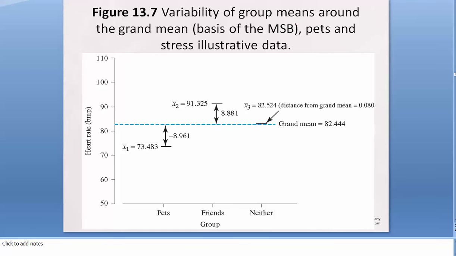All right, so here's a picture. These little x bar 1, x bar 2, x bar 3 are the sample means for the three different groups.